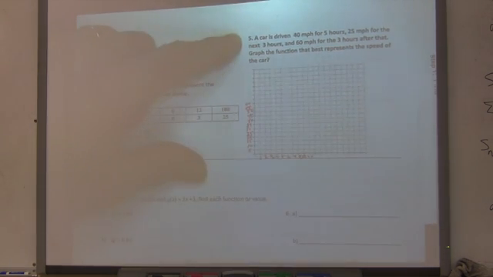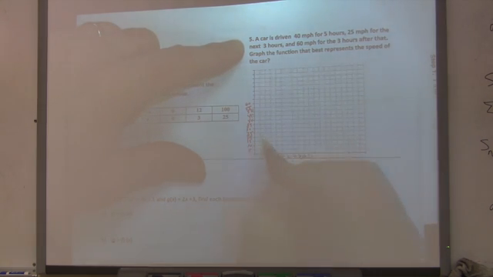And so a car is driven at 40 miles an hour for 5 hours. So I go up to 40, right here, and we go for 5 hours, 1, 2, 3, 4, 5. And so that would show the 5 hours at 40. And then we go down to 25 for the next 3 hours, so we get down to 25. I'm going to put an open circle there because it started, again, it'd be an open circle at 0 because you can't be going at 0 hours.